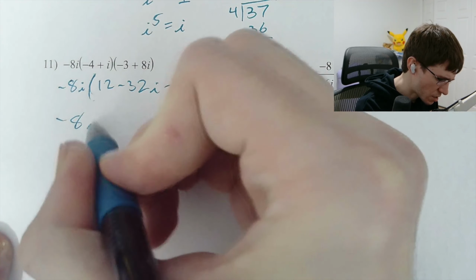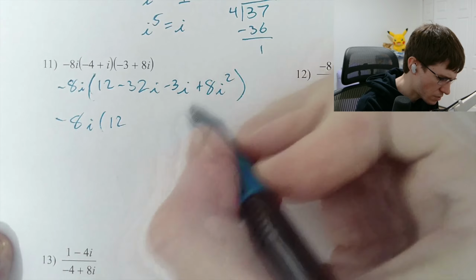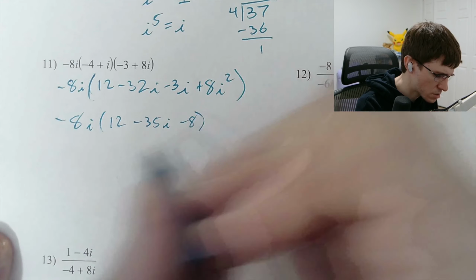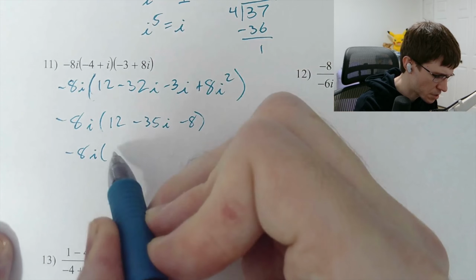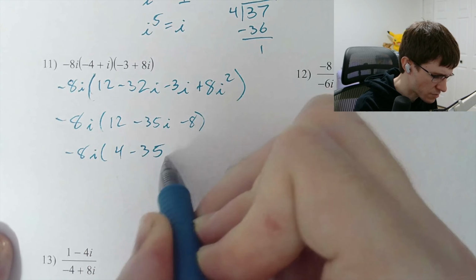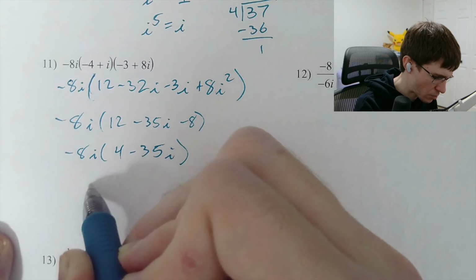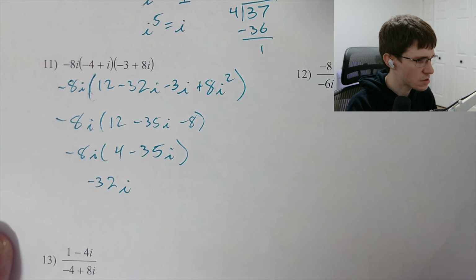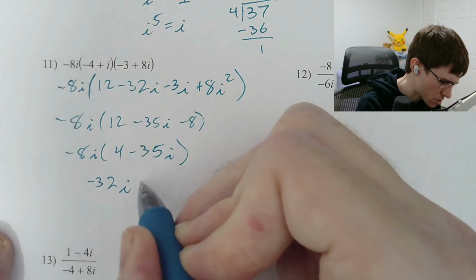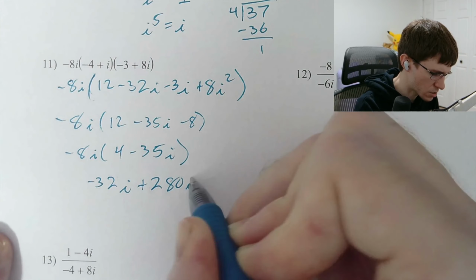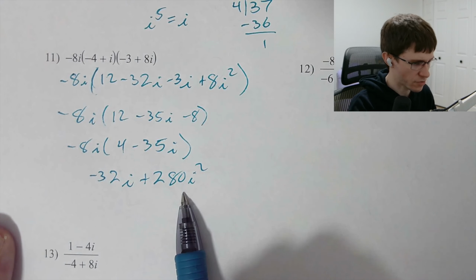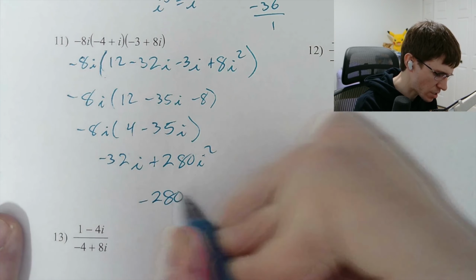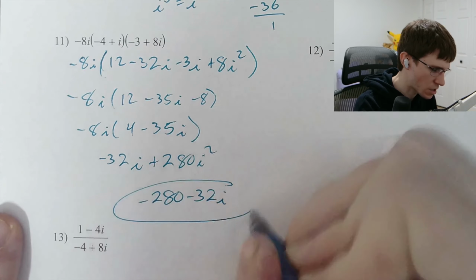Simplifying, we have -8i times, what is this going to be? 12 minus 35i, and then plus 8i squared becomes -8. Simplifying it one more time before we multiply, we're going to get 4 minus 35i. Multiply this out one more time now, -32i, and then 8 times 35 is 280. So it's going to be plus 280i squared, but i squared is equal to -1, so that's equal to -280, or -280 minus 32 with an i on it.